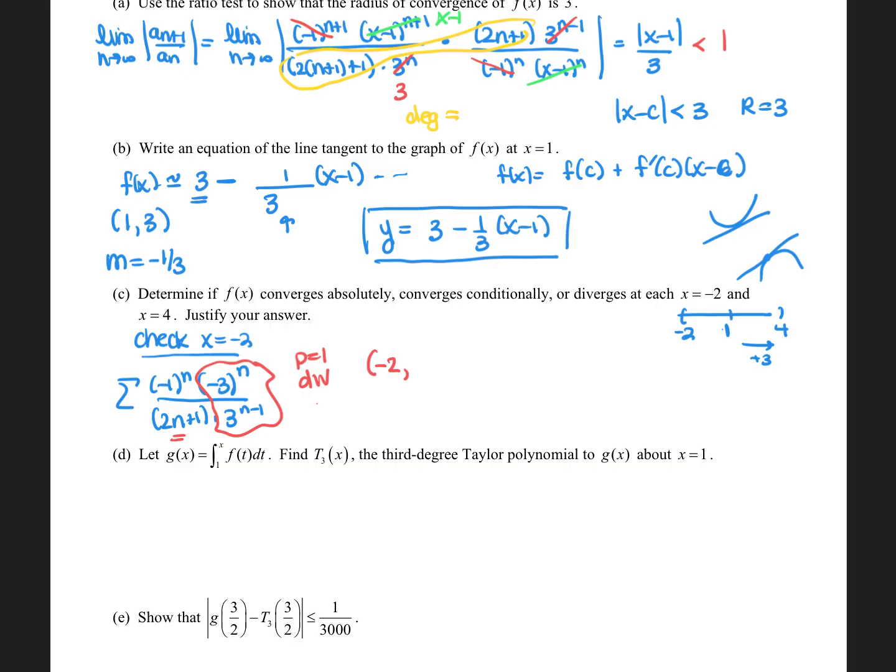So again, check x equals 4. And then we're going to go back to the original series. So you have negative 1 to the n. This time you're going to have 3 to the n, 2n plus 1, 3 to the n minus 1. Basically, these cancel. Yes, you're going to have an extra 3, but it's not a geometric piece anymore. So we can see this is p equals 1, and in fact, it alternates. So it is a conditional convergence. So it goes all the way up to 4 and including 4.